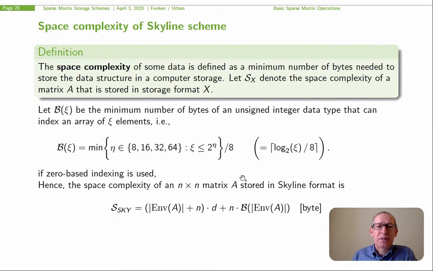So what about the space complexity? Space complexity is an expression which defines the minimum number of bytes needed to store a data structure in a computer. It's not that complicated, besides the fact that we have this calligraphic B of theta, which is the minimum of the numbers 8, 16, 32, 64, and so on, a power of 2 by factor 8, which is the amount of bytes we need to store.